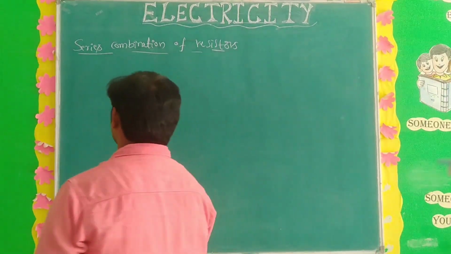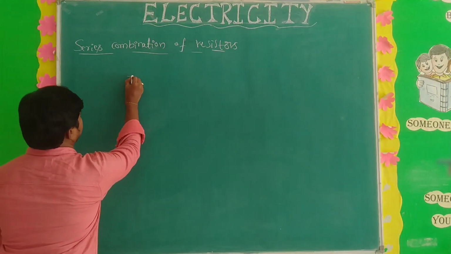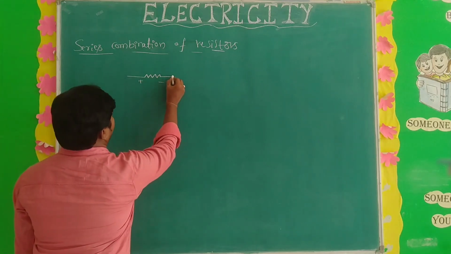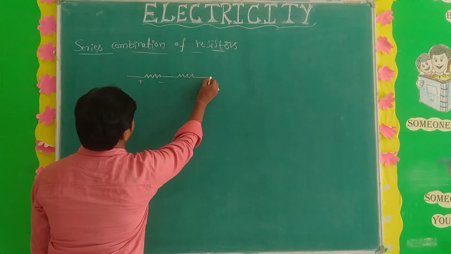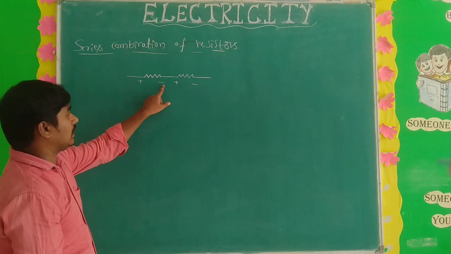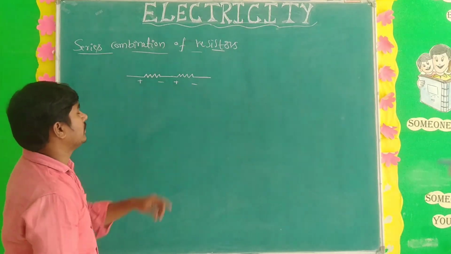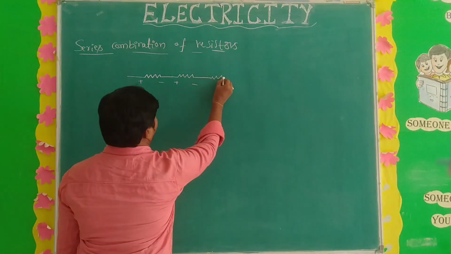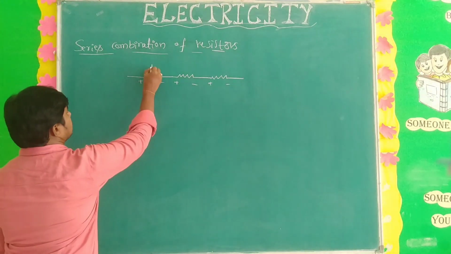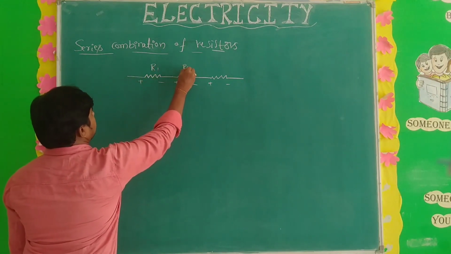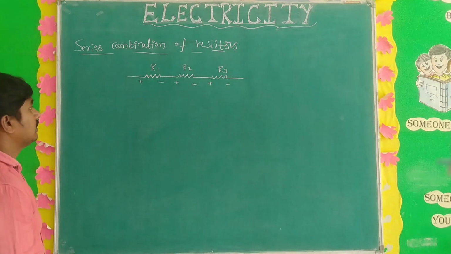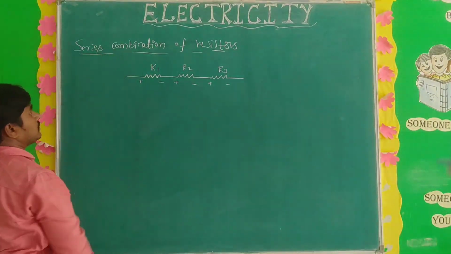So once you see here, these are the resistors. This is the first resistor, plus and minus, and this is the second one, plus and minus. Means the first resistor, one end you have to connect to the second resistor's end, and the second resistor's other end you have to connect with the third, plus minus. And the first resistor has resistance R1, the second resistance is R2, and the third resistance is R3. Understand? So this connection is nothing but series combination of resistors.